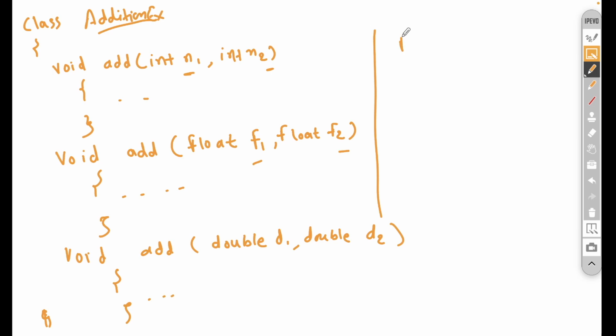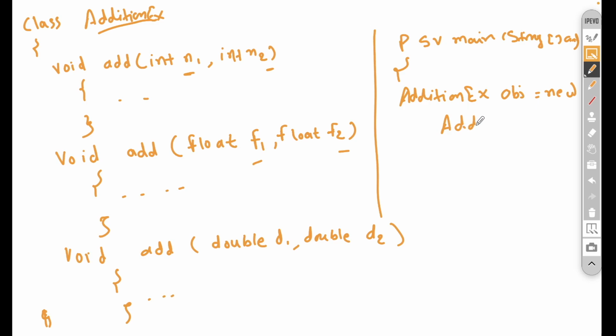So let's suppose here I have my public static void main method, and here we will be passing String arguments. Inside this main method we will be creating the object of the AdditionExample class. You can give any name to your object, and to create the object you will be using the new keyword and then your class name, AdditionExample.